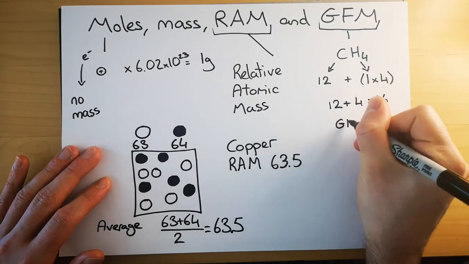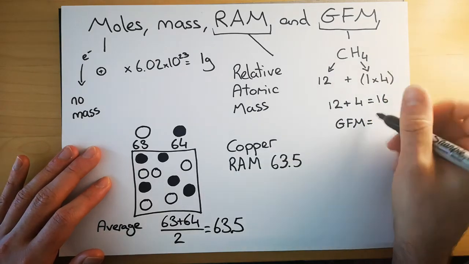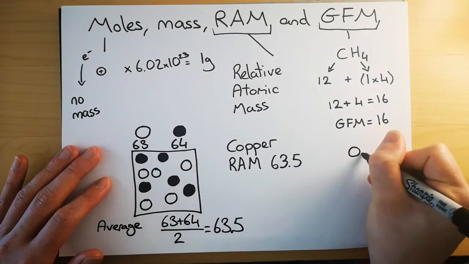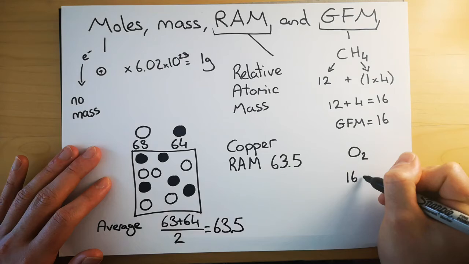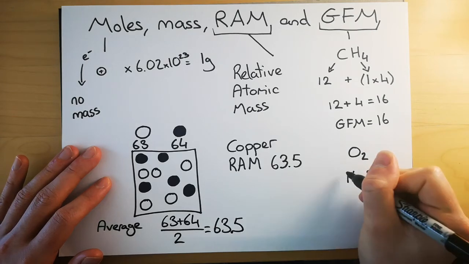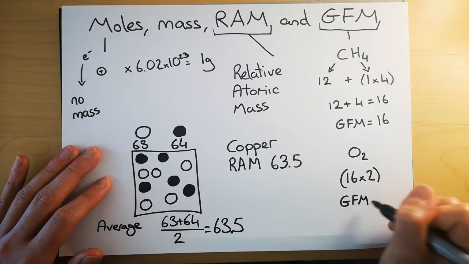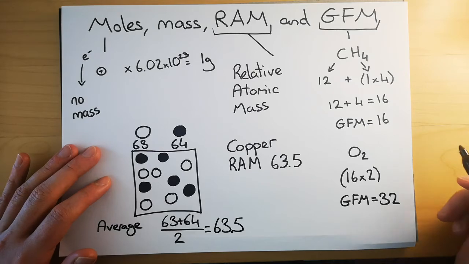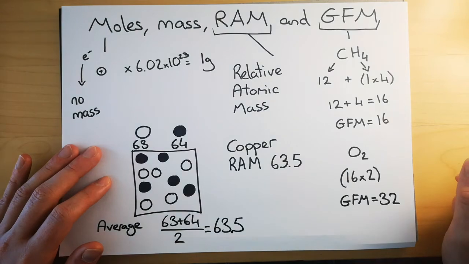So the GFM of our methane molecule is 16. If I was to do that for the oxygen, which was O2, that would be oxygen has a relative atomic mass of 16, but there is 2 of them. And so my GFM for oxygen would equal 32. Now this is going to be important later on, and it's going to feed into our ability to calculate either the number of moles or the mass that we've got.